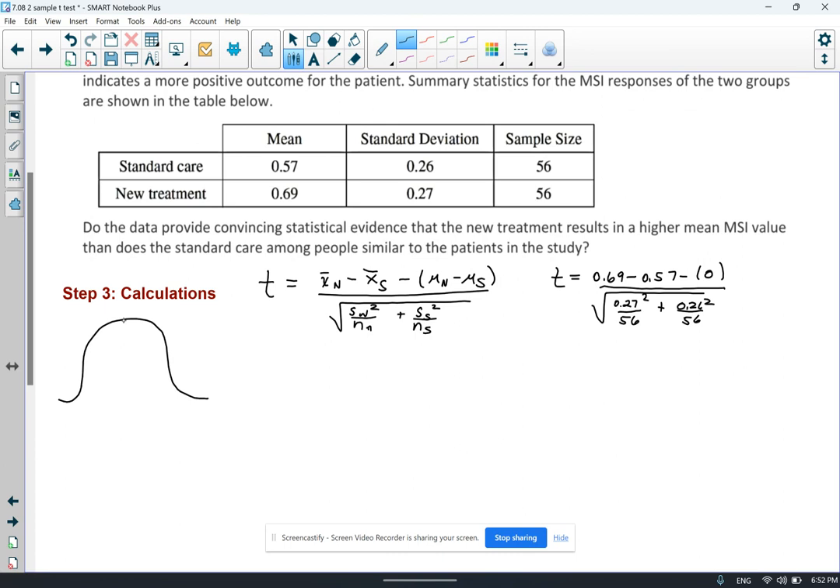I'm going to make my bell curve, which I should have made in the beginning. We're assuming no difference, and we want to find our p-value, and we're going to calculate our test statistic using the calculator. So the p-value is the probability of getting a difference of the sample means greater than or equal to, well, 0.69 minus 0.57 is 0.12. So how likely, if we assume that there's no difference, do we get a difference of 0.12? That's our p-value, and this is a right-tailed test because we're only looking at the right side.